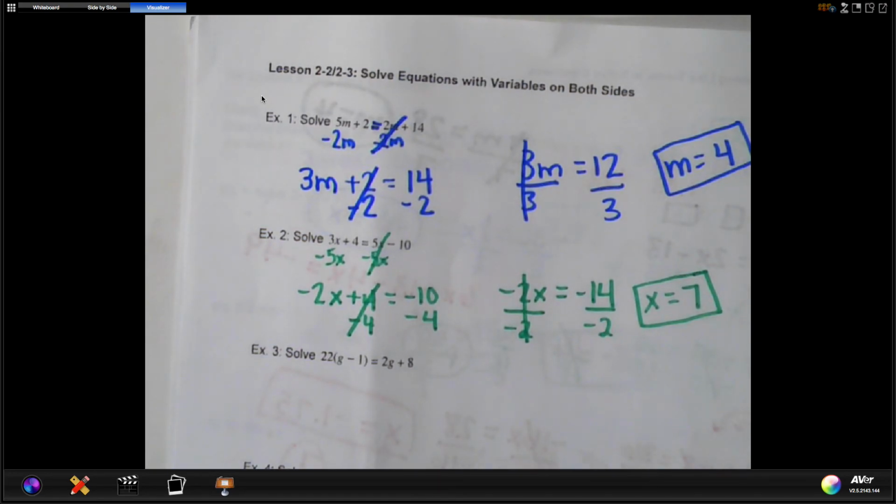We will continue tomorrow with doing examples that include parentheses and the distributive property. If you are in my class today, our assignment is going to be the variables on both sides, worksheet number 1.